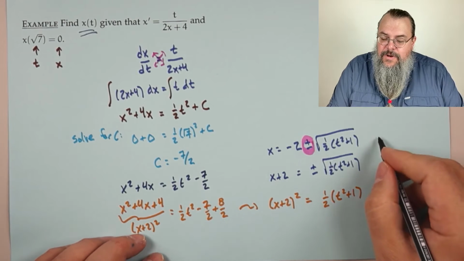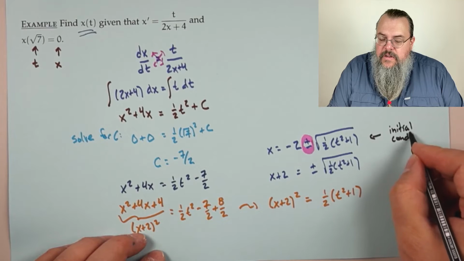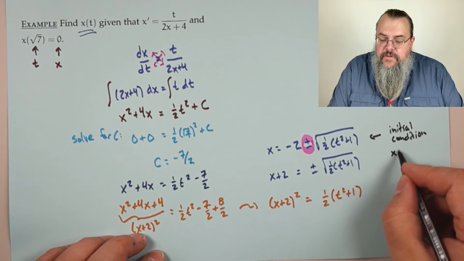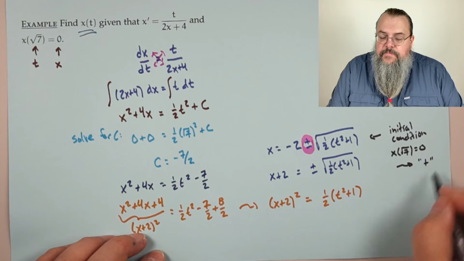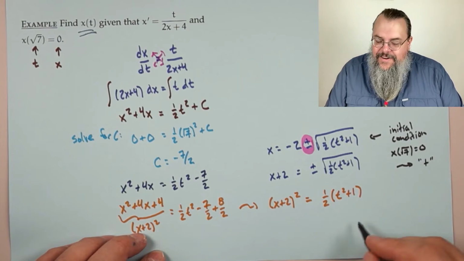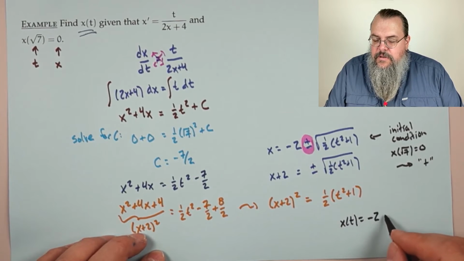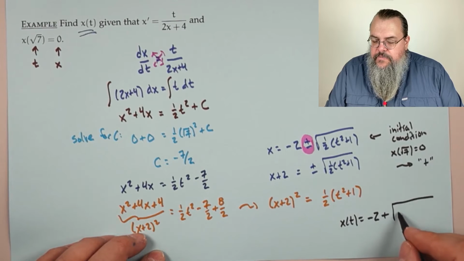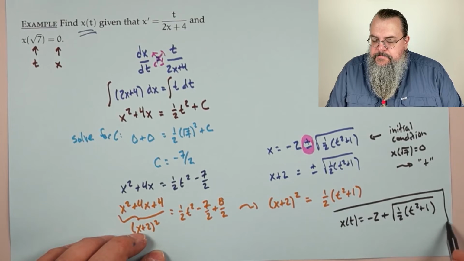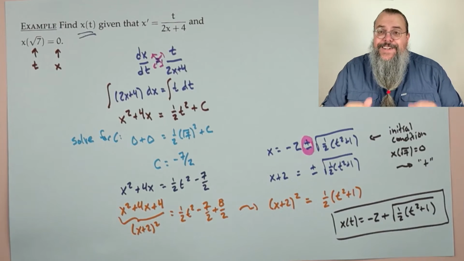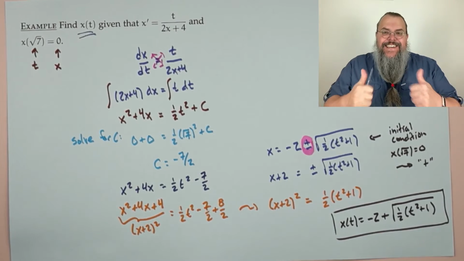Okay, so what we can say is that our initial conditions, namely that when we plug in square root of 7, we get 0, that tells us use the plus. So our final answer is x of t is negative 2 plus the square root of 1/2 t squared plus 1. And that's our answer. That's it. We did it. Nice, nice.